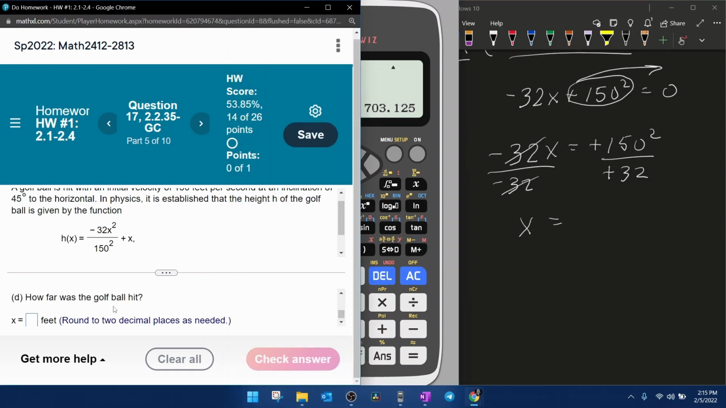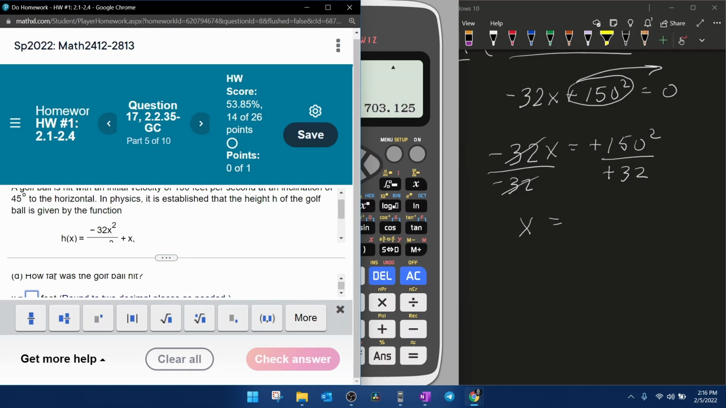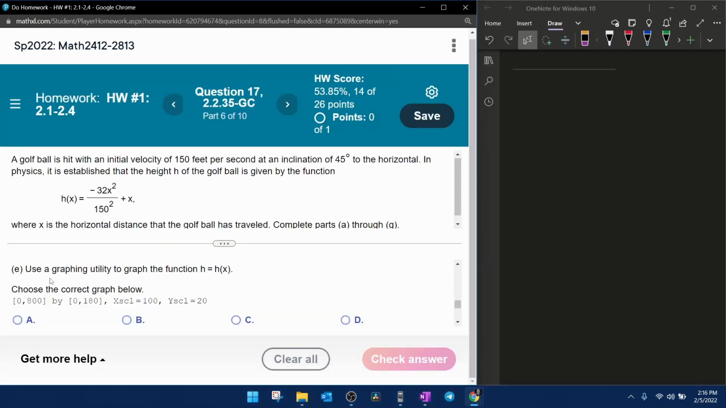How far was the golf ball hit? Round to 2 decimal places. 703.13. Enter. Next part, use a graphing utility to graph the function. Choose the correct graph below.